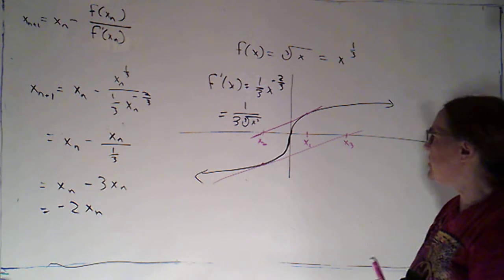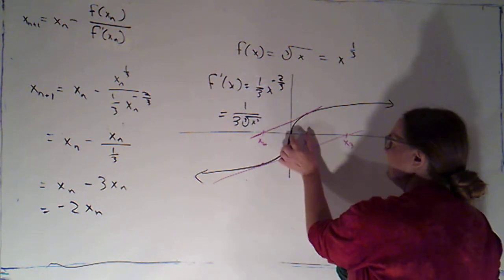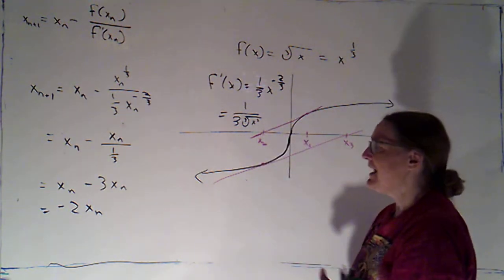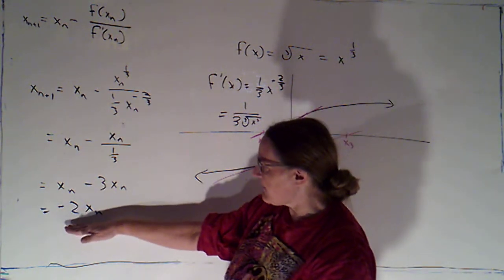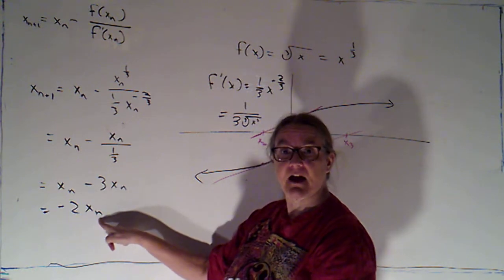So what we saw geometrically, with the fact that it looked like we were getting further away, we can actually now see algebraically. Obviously, the sign of x sub n plus 1 is going to be the opposite of the sign of x sub n.